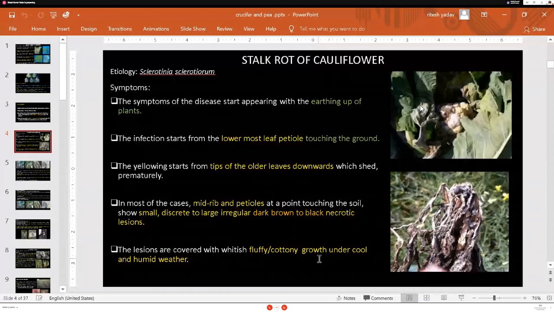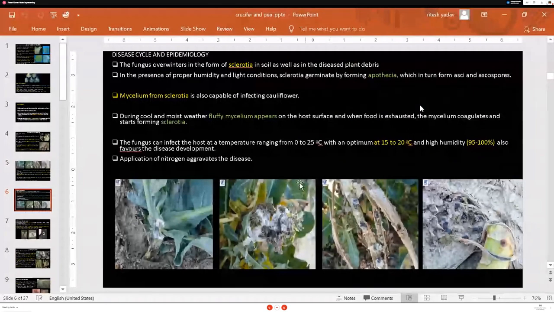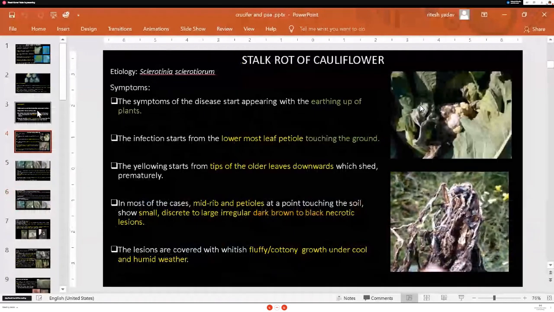If you remember the character of Sclerotinia, they produce very fluffy cottony mycelium, right? So they produce very cottony mycelium.